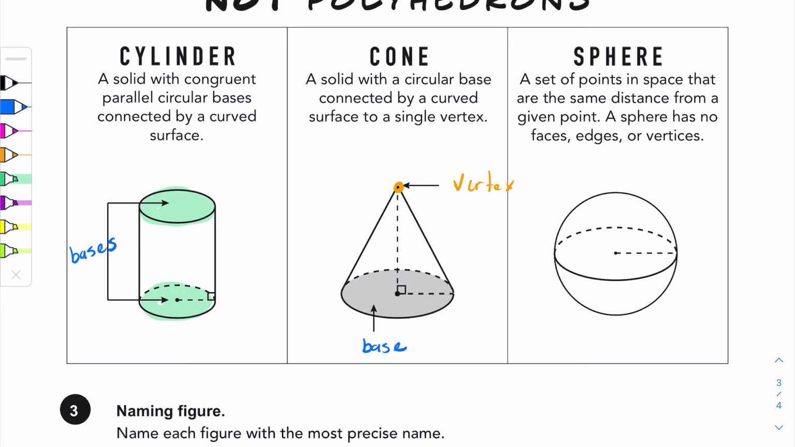And lastly, we have a sphere. So a sphere is a set of points in space that are the same distance from a given point. A sphere has no faces, edges, or vertices. So any ball, basketball, soccer ball, tennis ball, baseball, anything like that, is a sphere. So it's a three-dimensional object.